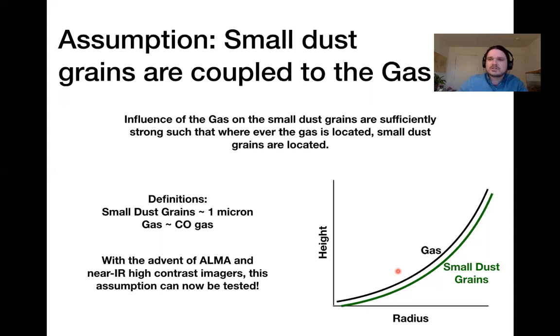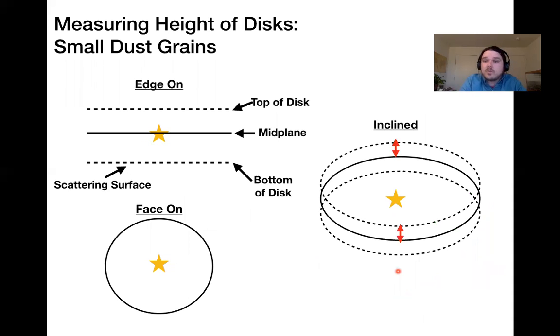And so first I want to talk about how we're going to be measuring that. In both the case of the small dust grains and the 12CO gas, we're taking advantage of a geometric effect of when you take a 3D object and project it onto our 2D sky. So let's start with the small dust grains. It has to be a ring. So it's only protoplanetary disks with rings or multiple rings in this case.